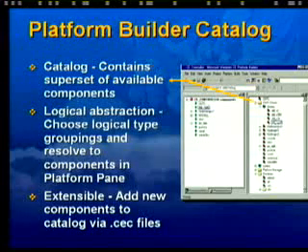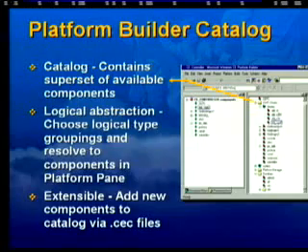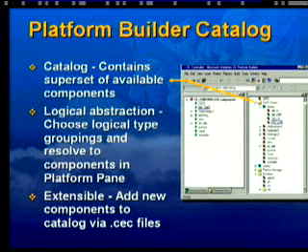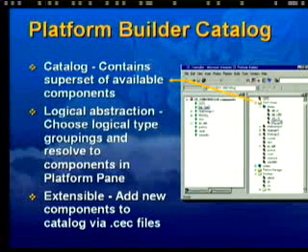It isn't like a physical file exists in the catalog. The catalog contains logical descriptions that are categorized. We call them types. So one type may have many different implementation options. When you select a particular implementation and you bring it into your platform configuration, it becomes a physical component. And the catalog is extensible via what we call CEC files.